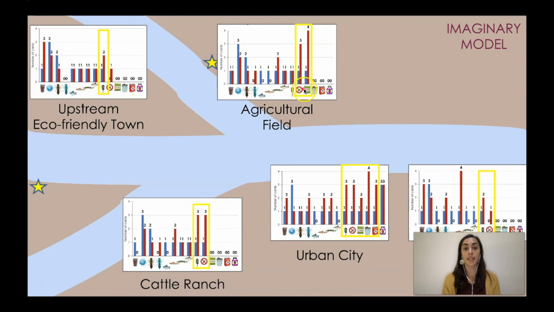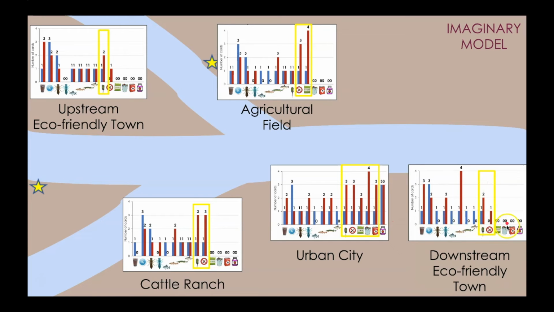Then we have in here that E. coli has stayed the same, but pesticides, herbicides, and also fertilizers have increased. Here, E. coli increased, and also pesticides and herbicides have increased. Here, E. coli increased, and all the other pesticides and herbicides have increased as well, and all the other components have also appeared and increased after storm events. And finally, the downstream eco-friendly town, where we don't have as many components as the urban city, but definitely E. coli has increased, and the pesticides and herbicides have increased after a storm event.